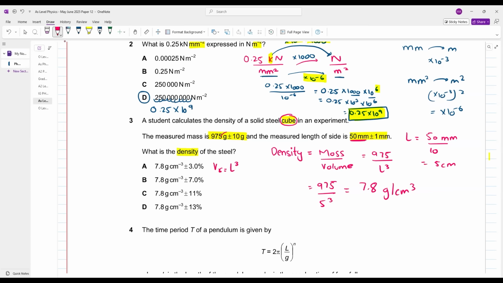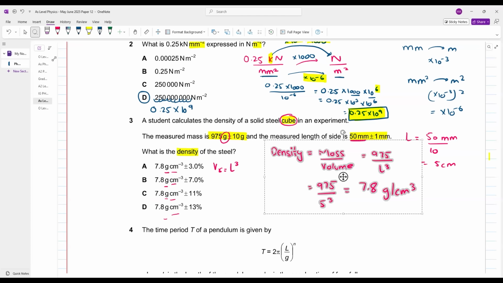First of all, I kept the mass in grams. Why? Because I want the density ka unit in grams. Also, I converted the length from millimeter into centimeter. Why? Because I want the density ka unit to be in centimeter minus 3. So this is how you check the units, which units you want. Okay. Density आ गई आपकी 7.8.